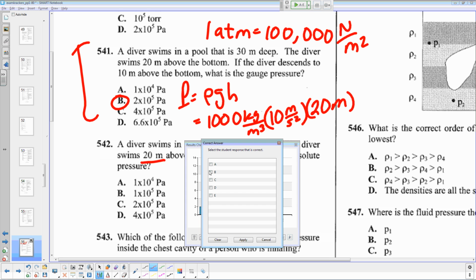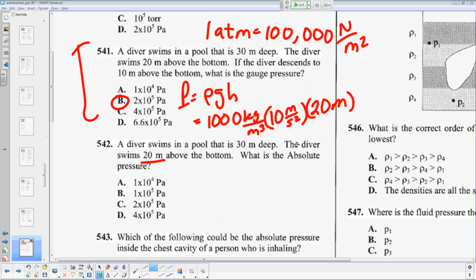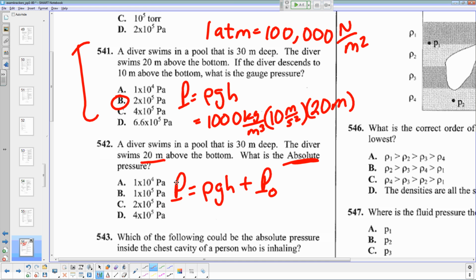Okay, C is right. So here we need to include the atmospheric pressure. So at 20 meters, it's going to be P equals rho g h plus P naught. That's including that because it's asking for absolute pressure there. That's going to be 1,000 times 10 times the depth. He's 20 meters above the bottom, so that means he's 10 meters from the top, which is really what we want, plus 1 times 10 to the fifth, which is 100,000. This is 1 times 10 to the fifth as well, so C is the right answer. All right, absolute versus gauge pressure.